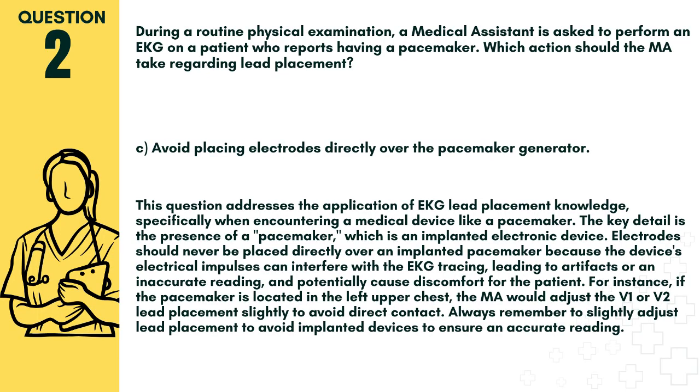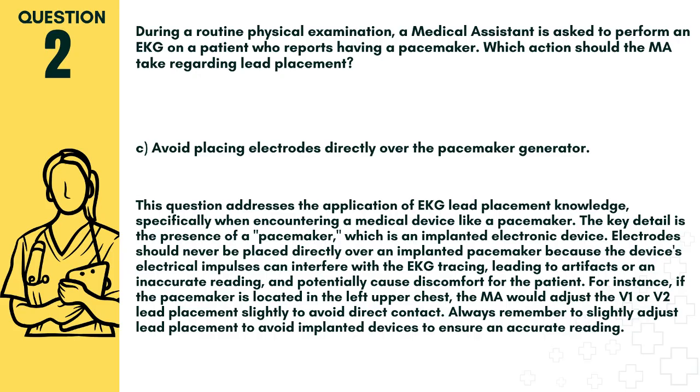Answer: C. Avoid placing electrodes directly over the pacemaker generator. This question addresses the application of EKG lead placement knowledge, specifically when encountering a medical device like a pacemaker. The key detail is the presence of a pacemaker, which is an implanted electronic device. Electrodes should never be placed directly over an implanted pacemaker because the device's electrical impulses can interfere with the EKG tracing, leading to artifacts or an inaccurate reading, and potentially cause discomfort for the patient.